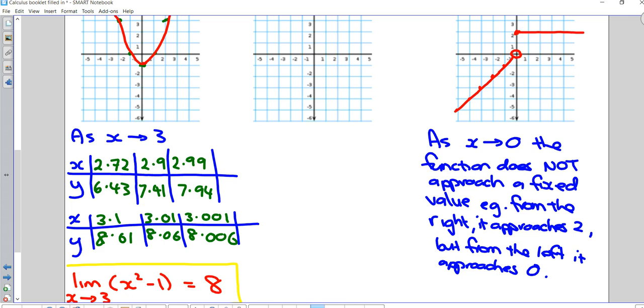So as x approaches 0, the function does not approach a fixed value from either direction, from the left and the right. E.g., from the right, it approaches 2, from the left, it approaches 0. So that one is just one where it doesn't exist. Because it says, if the limit does exist, then you say what its value is, but it doesn't exist for that. So again, this is kind of weird and theoretical, but we're supposed to show you.